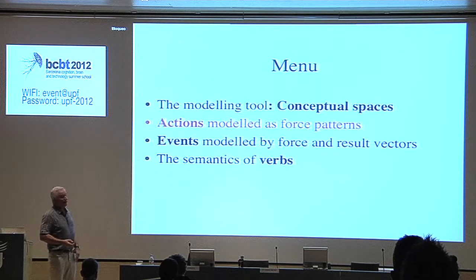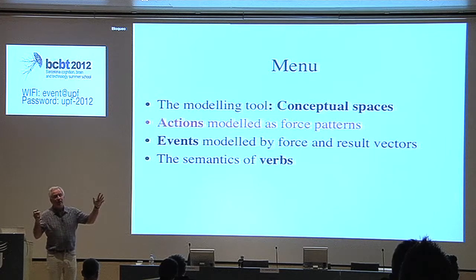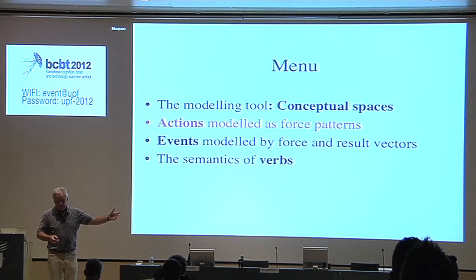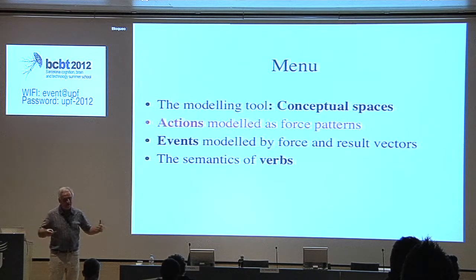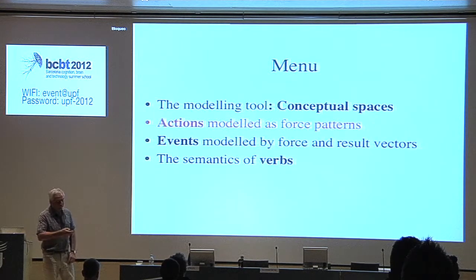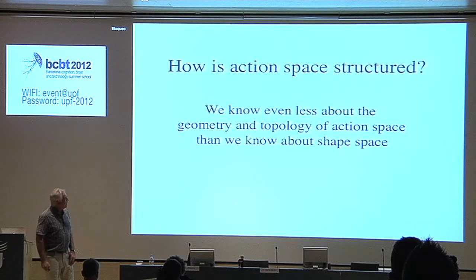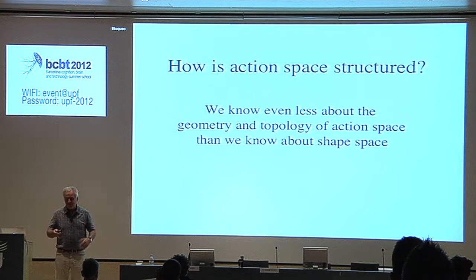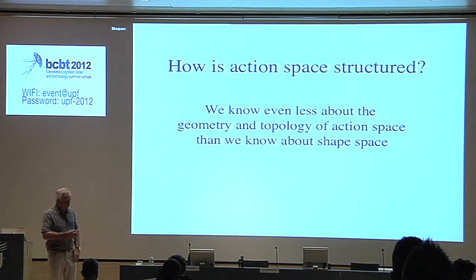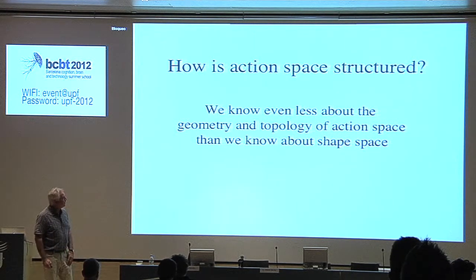Okay, that is the background. To give you some notions of the domain is very important here, and the ideas about convexity and so on, the distinction between properties and concepts. Now let's do an application of this general framework to actions. The question is, how do we identify actions? We're quite good at it, as I will show in a second. But we know very little about the topology of action space. We know something about shape space, but very little about action space.